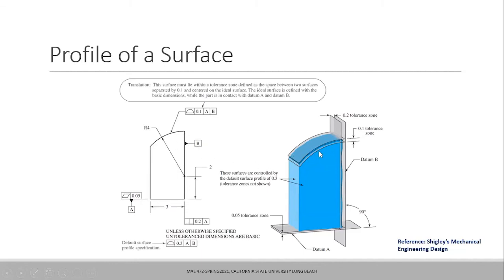So when I place this object at the bottom face and put it against the back face, if I measure the profile of this surface and measure how much offset it is from the true form, then it must have a tolerance of 0.1 millimeters only. So that is what the profile tolerance means. Does it make sense to everybody so far? Yeah, it does. Great.